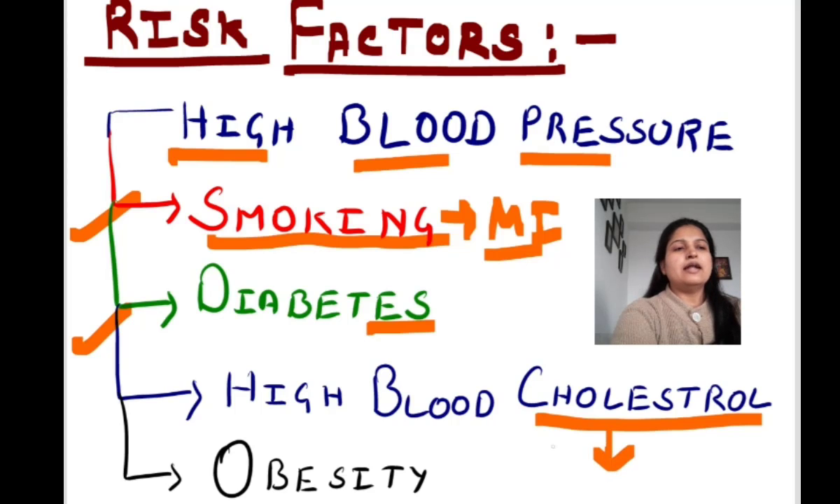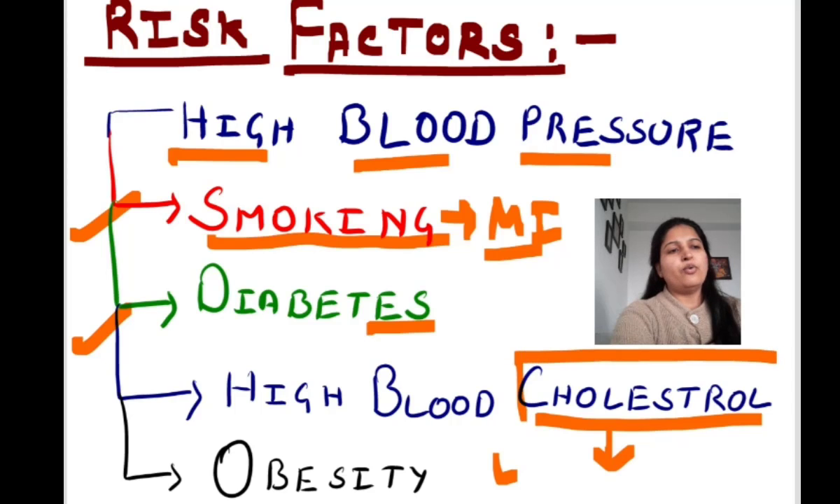People who consume low density cholesterol in their diet are at very high risk. So we can take care that our diet doesn't contain low density lipoproteins, which will reduce the deposition of cholesterol in the coronary artery and reduce our chances of developing coronary artery disease. So people having high blood cholesterol are at risk of developing coronary artery disease.